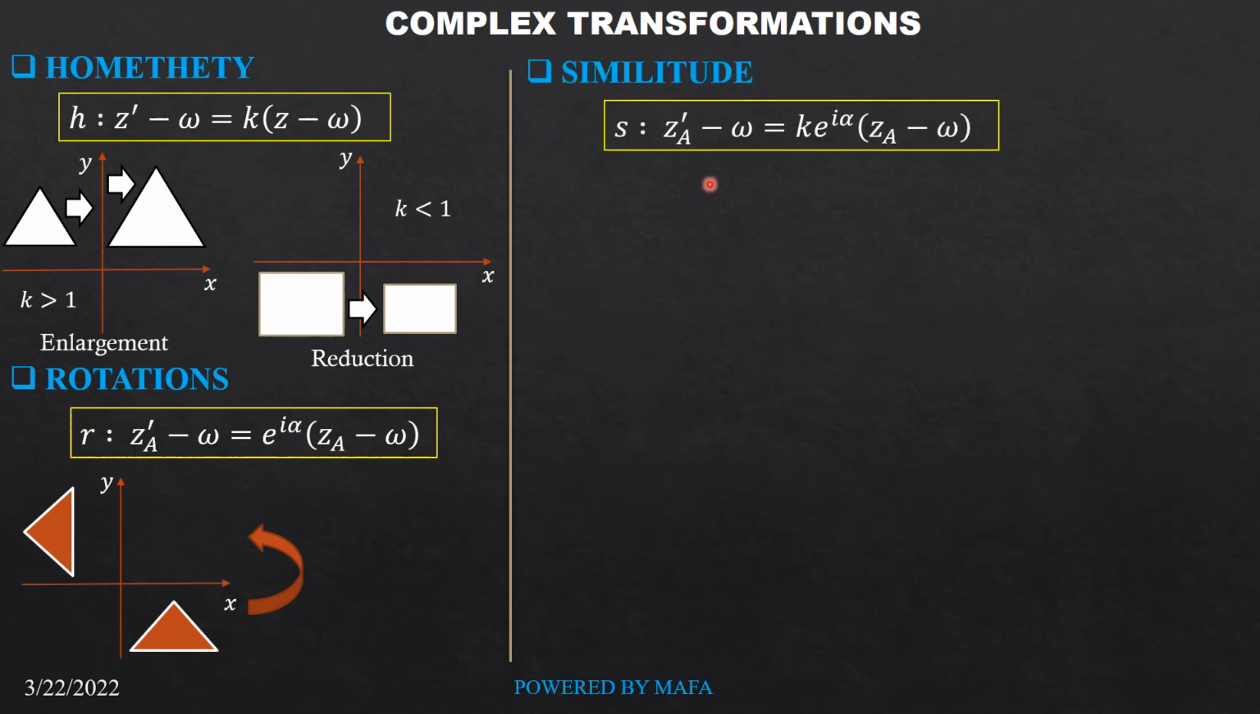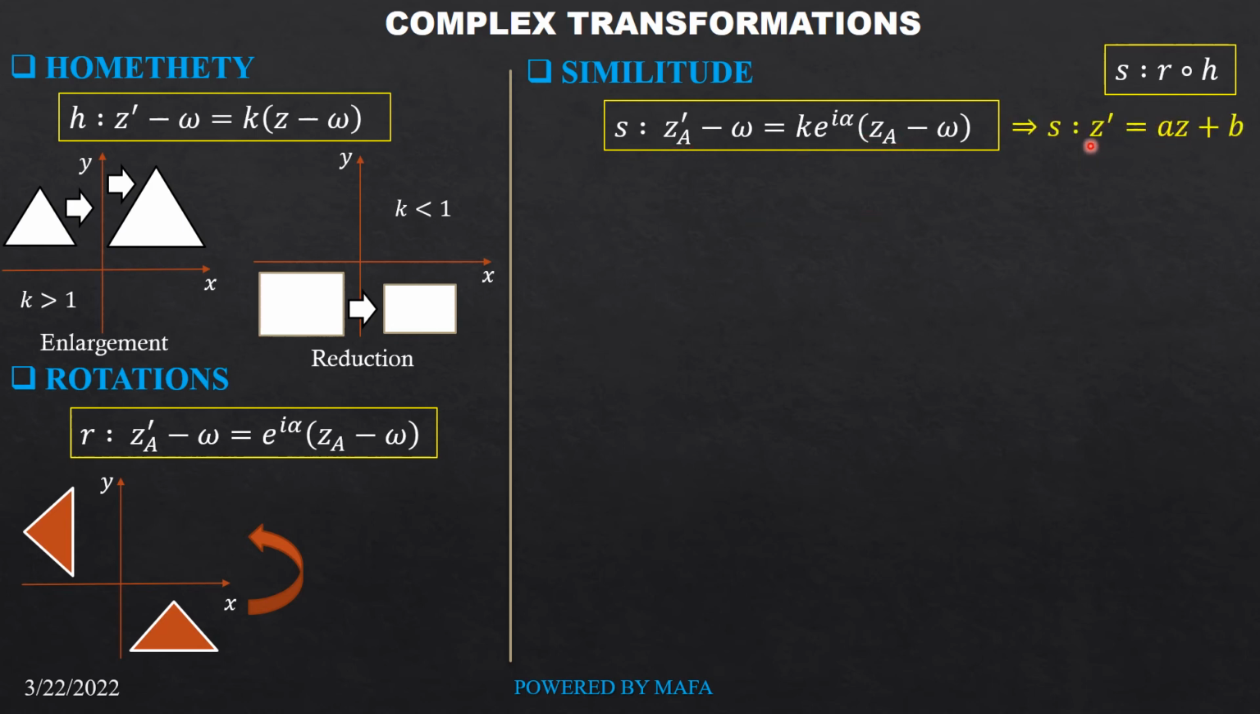Okay, what is a similitude? Like I said, basically this is going to be based only on direct similitude. A direct similitude is simply a composition of a rotation and a homothety. It is generally represented in this form.